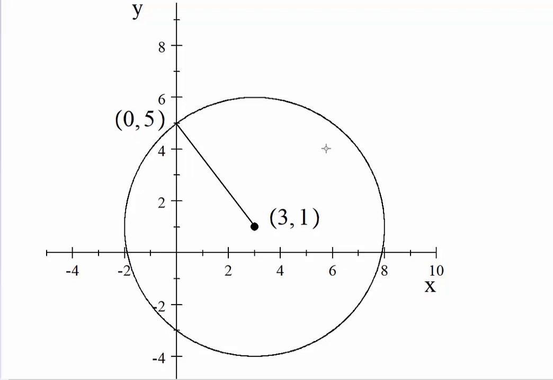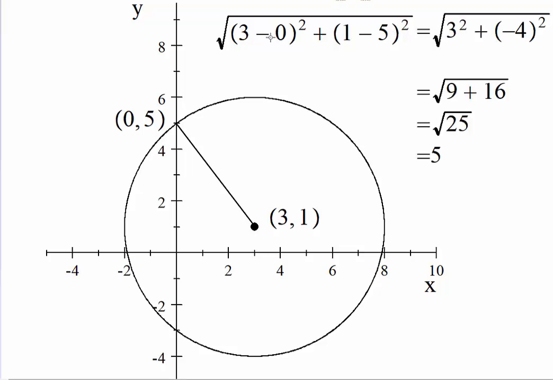Of course, the circle has infinitely many points on its circumference. The distance from the center to a point on the circumference is equal to the radius. Let's quickly evaluate what the radius is. This distance is the positive square root of the sum of the squared differences between the x coordinates and y coordinates. So it is the square root of (3 minus 0) squared plus (1 minus 5) squared.